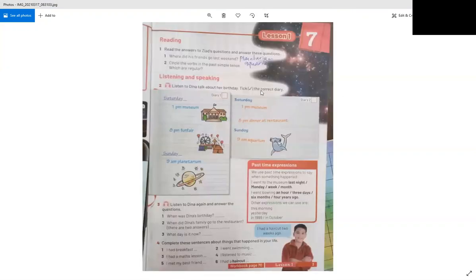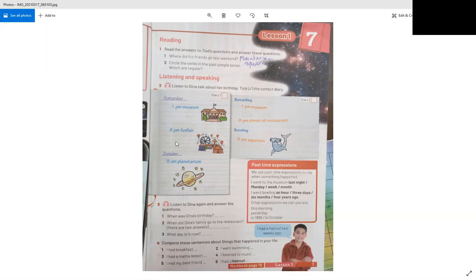Now let's turn to page 3. Read the answers to Ziad's questions and answer these questions. Where did his friends go last weekend? Of course, they went to the planetarium. Number 2, circle the verbs in the past simple tense, which are regular.